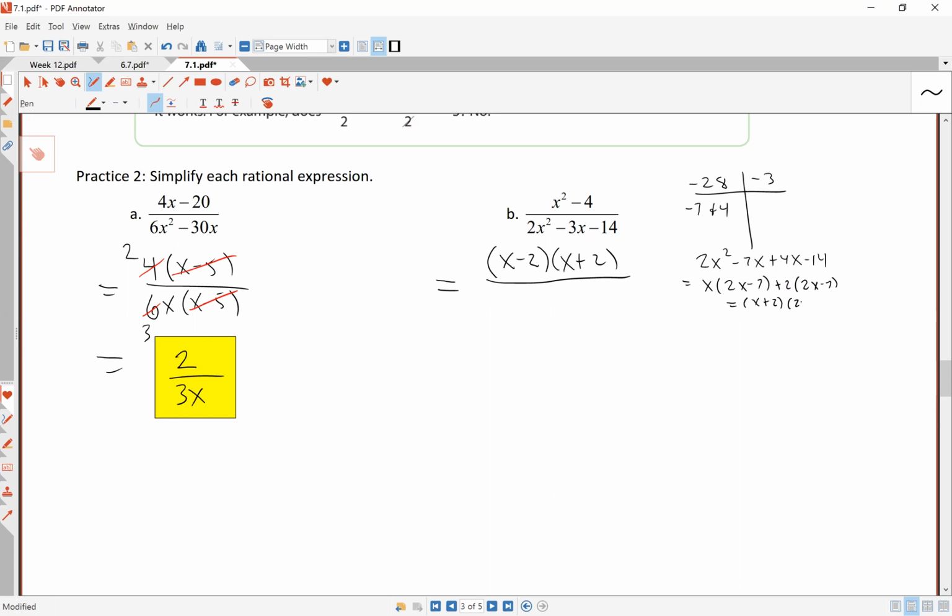Now we see we have an x plus 2 and a 2x minus 7. So we cross out what they have in common. And we get x minus 2 over 2x minus 7.